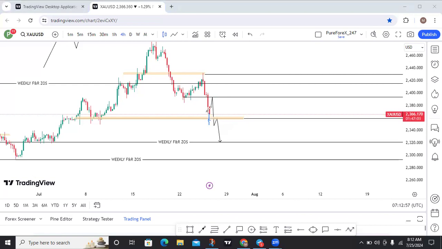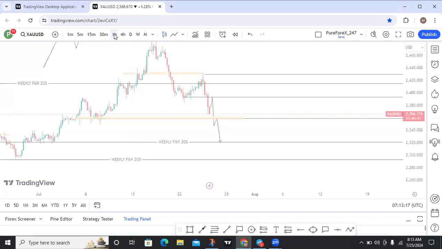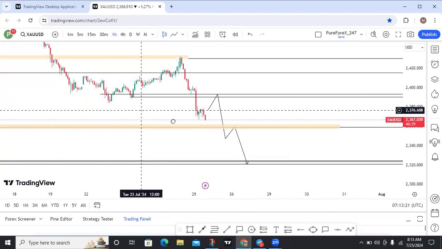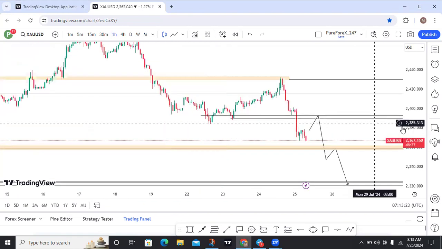This guy can drop here, break this zone here. There is no guarantee that he must retrace here. He can break because sellers are in control for now. So they can break. So it doesn't mean once the market comes here, you just start putting a buy order. No, if they come, they are coming now. Look at this one.